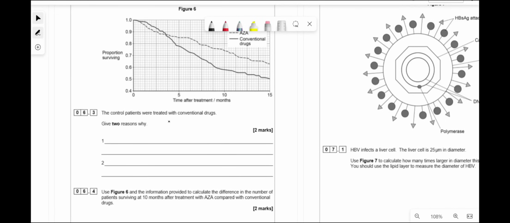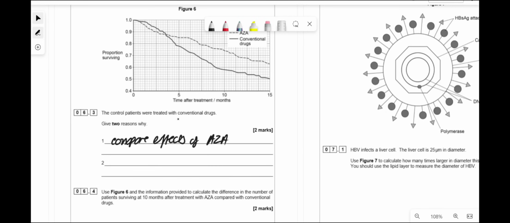Now, the control patients were treated with conventional drugs. Give 2 reasons why. Well, first of all, it's so that we can compare the effects of AZA. You cannot just say to allow comparison. That means absolutely nothing, because it could mean that you're comparing God knows what, basically. You could be comparing the patient's characteristics, everything. So you need to say that you're comparing the effect of AZA specifically. You want to know if AZA is doing something or not. Not just allow comparison. That's never a mark, so don't ever just say that.